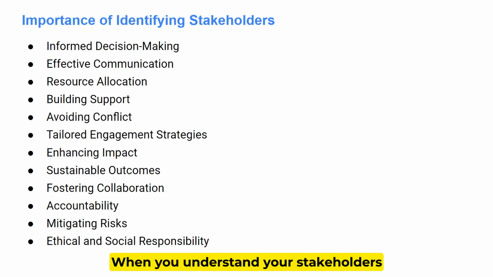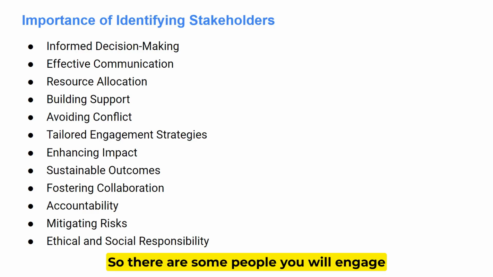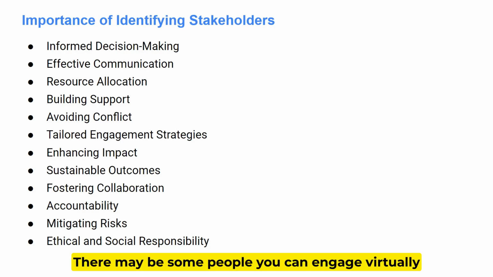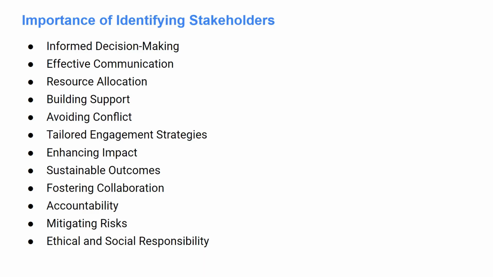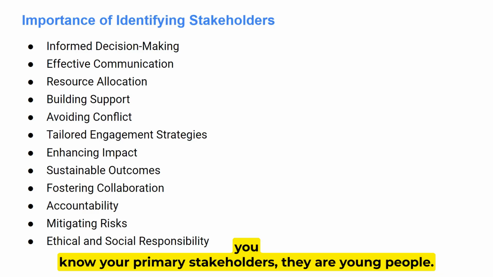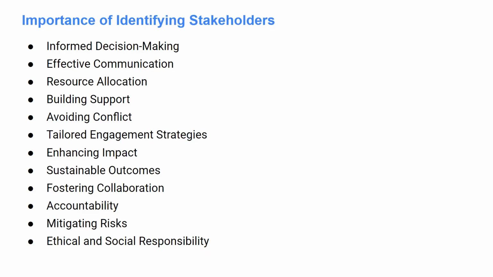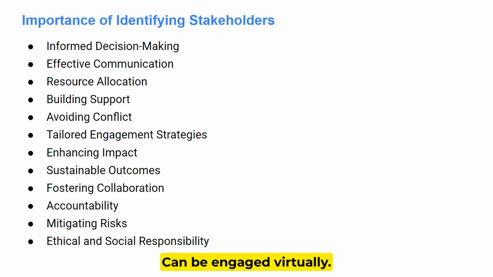It also helps to tailor engagement strategies, just like I mentioned under effective communication. When you identify your stakeholders, it will help you to tailor how to engage them. There are some people you will engage physically. There may be some people you can engage virtually because you already identified who your stakeholders are. You know your primary stakeholders are young people, using the campaign program, for example. That means you know that young people can be engaged virtually using technology.